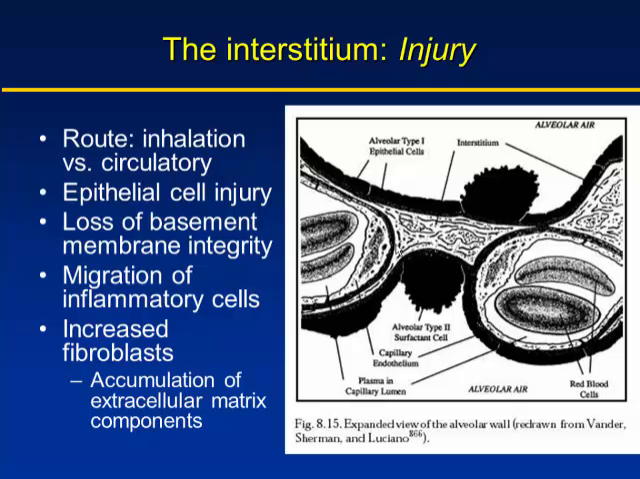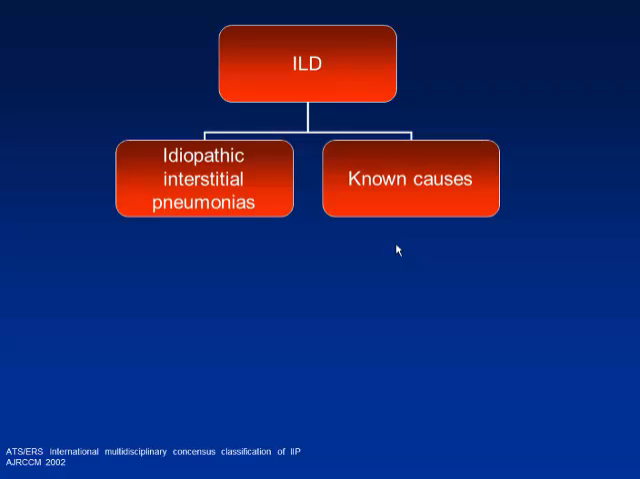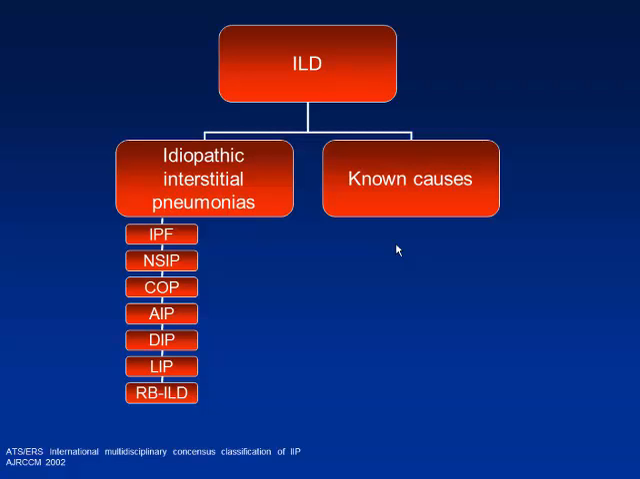So inhalational injury would be things like HP, respiratory bronchiolitis, panbronchiolitis. The lymphatics that are involved: sarcoid, lymphangitic spread of cancer, pneumoconiosis in terms of drainage of the dust. So the pattern can sometimes help you with that. It's useful sometimes to split ILD into idiopathic and known causes. So the idiopathic causes are here. We all know these: IPF, NSIP, COP, AIP, DIP, LIP, RBILD, maybe is not so idiopathic, it's smoking related.